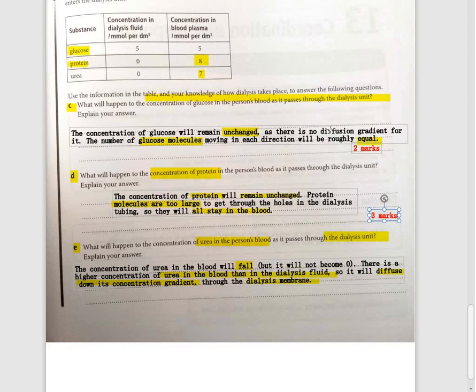But in this case, it's usually 2 to 3 marks for this question, because the first point, as you mentioned, is that it remains unchanged, and the second point is that there is no diffusion gradient. I would say it's 2 marks, but it's up to you. So what will happen to the concentration of urea in the person's blood? Urea concentration in the blood plasma is high, but in the dialysis fluid it's 0, so you have to mention that. It's roughly about 3 marks as well over here. So yeah, this is how it is.